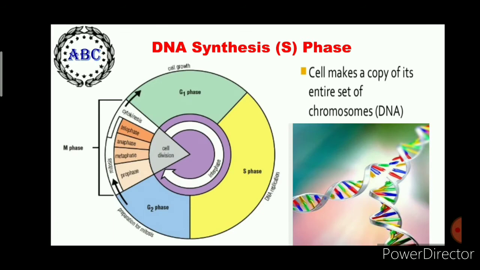Second one, that is S phase, is also called the DNA synthesis phase. The cell makes a copy of its entire set of chromosomes, that is DNA. Replication of the chromosomes is restricted to one specific portion of interphase, which is called S phase or synthesis phase or DNA synthesis phase. During this phase, each chromosome replicates exactly once to form a pair of physically linked sister chromatids.